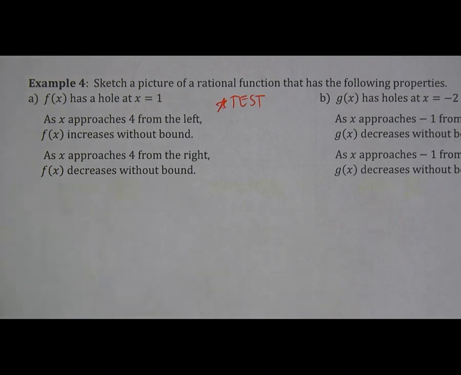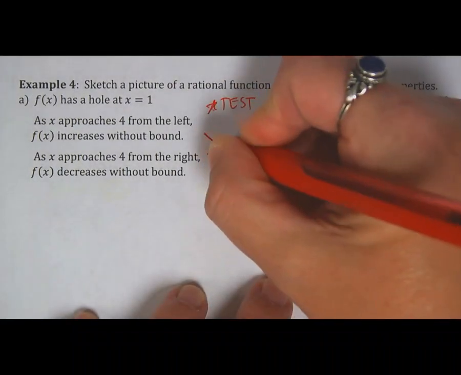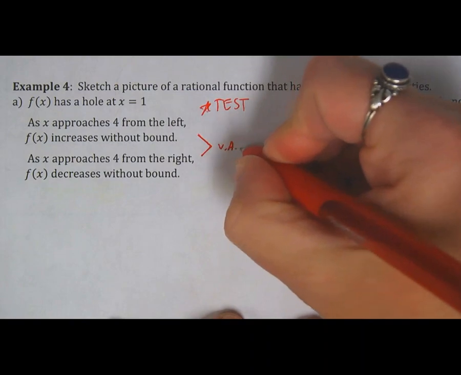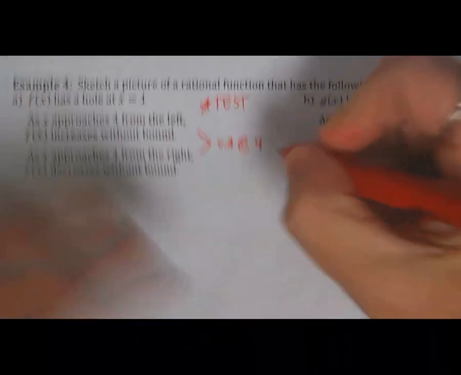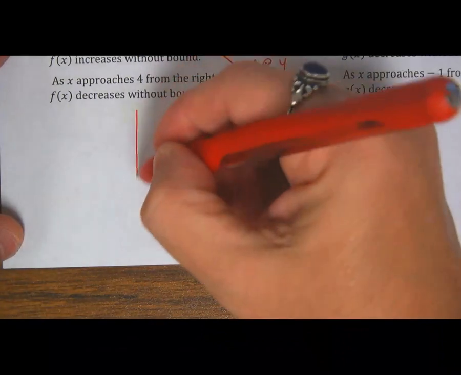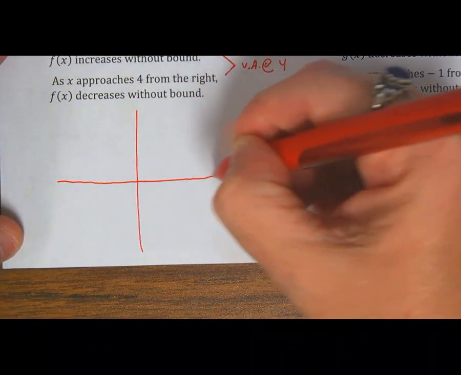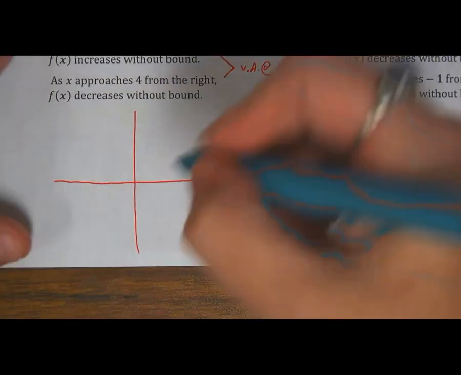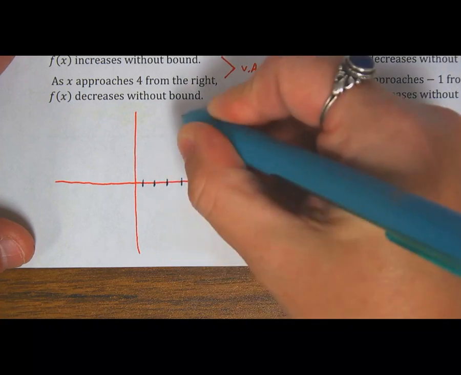So let's see what's going on here. It says f of x has a hole at 1. As x approaches 4 from the left, y's increase without bound, and as x approaches 4 from the right, y's decrease without bound. What are these last two statements telling me? That there's a what? There's a vertical asymptote at where? At 4. That's where I would choose to start. This is a very rough sketch. There will be a little piece of gridded graph paper for you on the test. But that means I'm just going to go ahead and say, all right, 1, 2, 3, 4. There's a vertical asymptote.